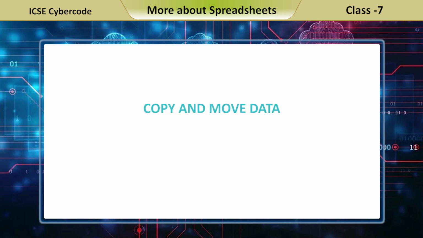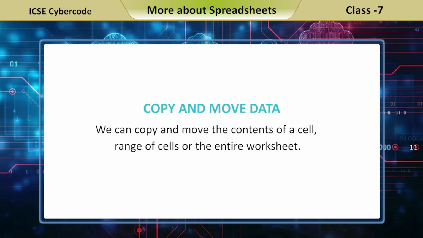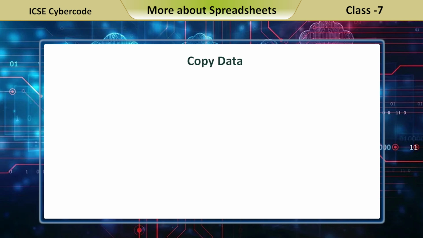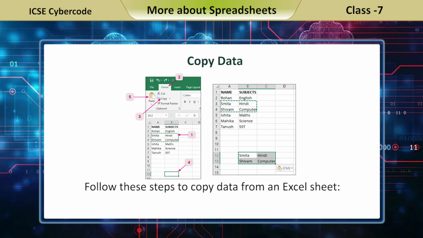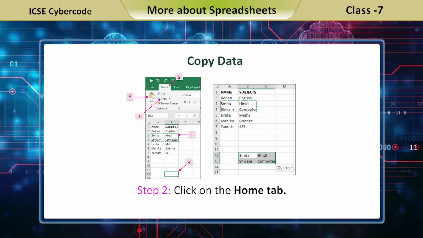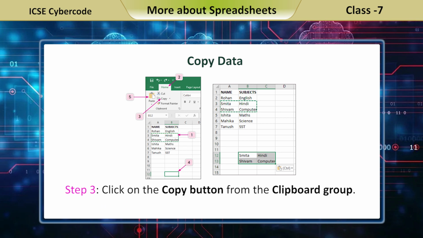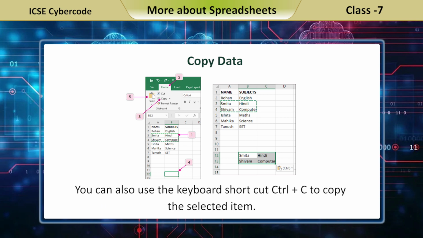Copy and move data. We can copy and move the contents of a cell, range of cells, or the entire worksheet. Copy data. Follow these steps to copy data from an Excel sheet. Step 1. Select the cells that you want to copy. Step 2. Click on the Home tab. Step 3. Click on the Copy button from the clipboard group. You can also use the keyboard shortcut Ctrl+C to copy the selected item.